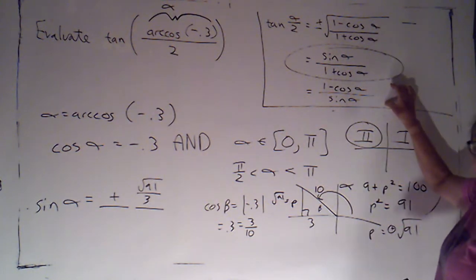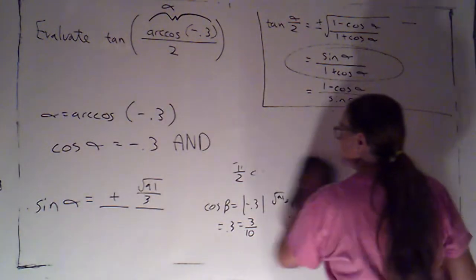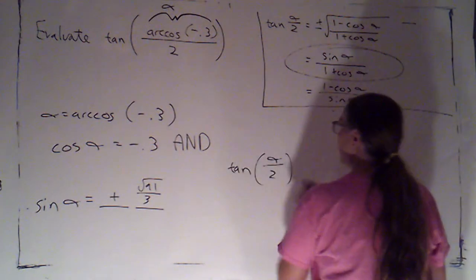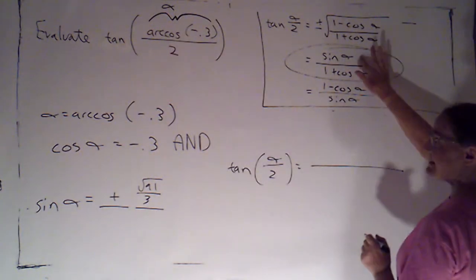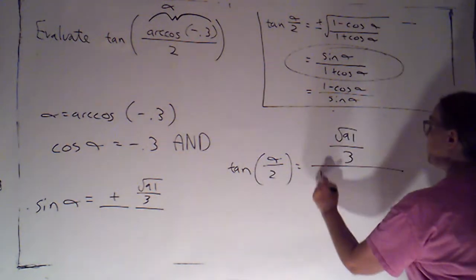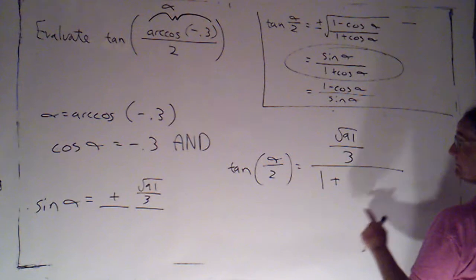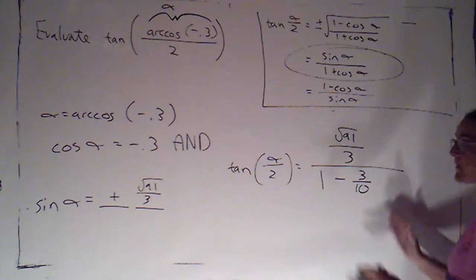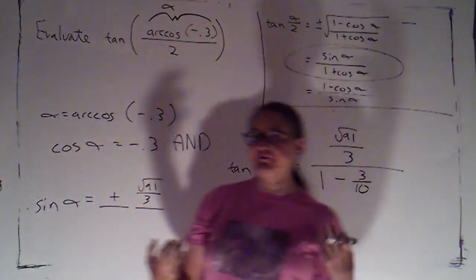Fabulous. Okay. Once I know sine and cosine of my angle, I've got enough that I could plug into either one of these formulas. I'm going to use the one that I circled. So tangent of alpha over 2, where alpha is this arc cosine of negative 0.3, is sine of alpha, which we said was positive root 91 over 10, over 1 plus cosine of alpha, which we said was negative 3/10. So that's going to be 1 minus 3/10. I'm going to keep that as a fraction here and simplify. I never want to mix fractions and decimals.